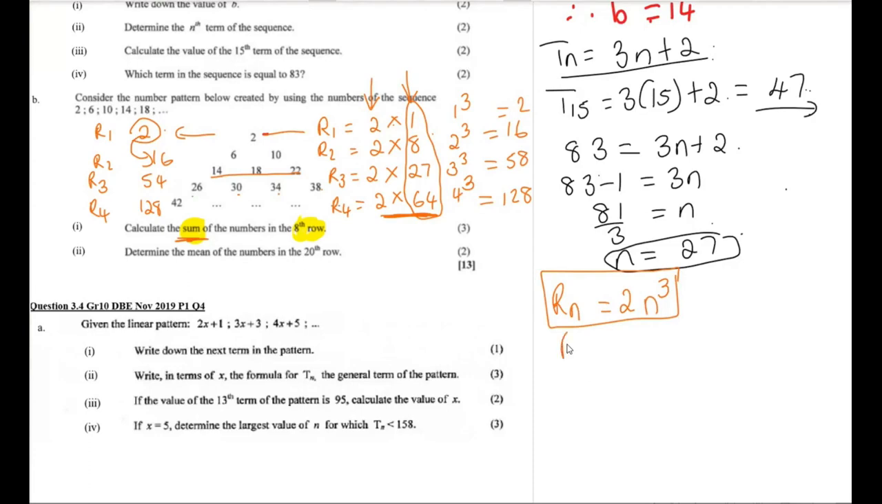Now can we do the sum? So row 8. Can we do row 8 now? We now know 2, right? Remember, row 1 was 1 cubed. Row 2, 2 cubed. Row 3, 3 cubed. So row 8 will be 2 times 8 cubed. And what is our answer? That will be the sum. 1024. Right. Thank you, guys.